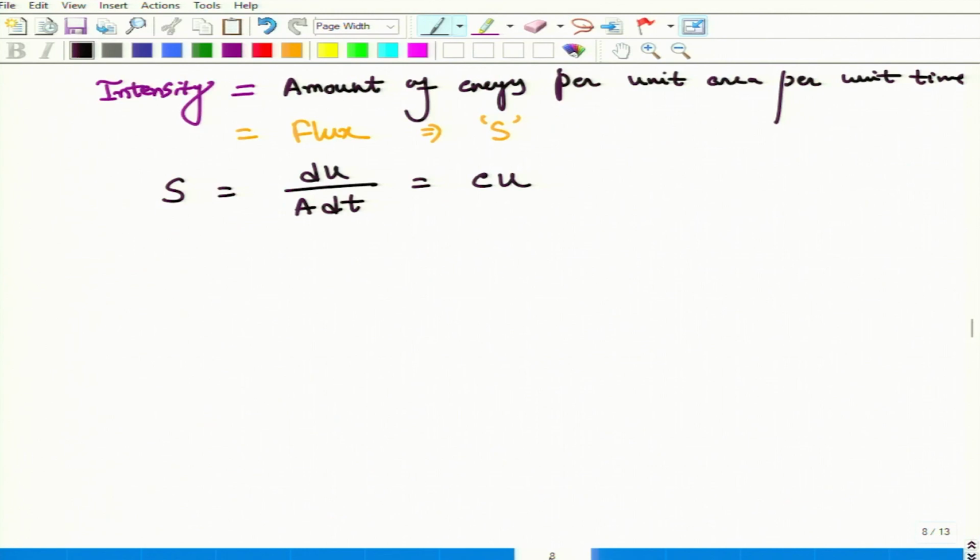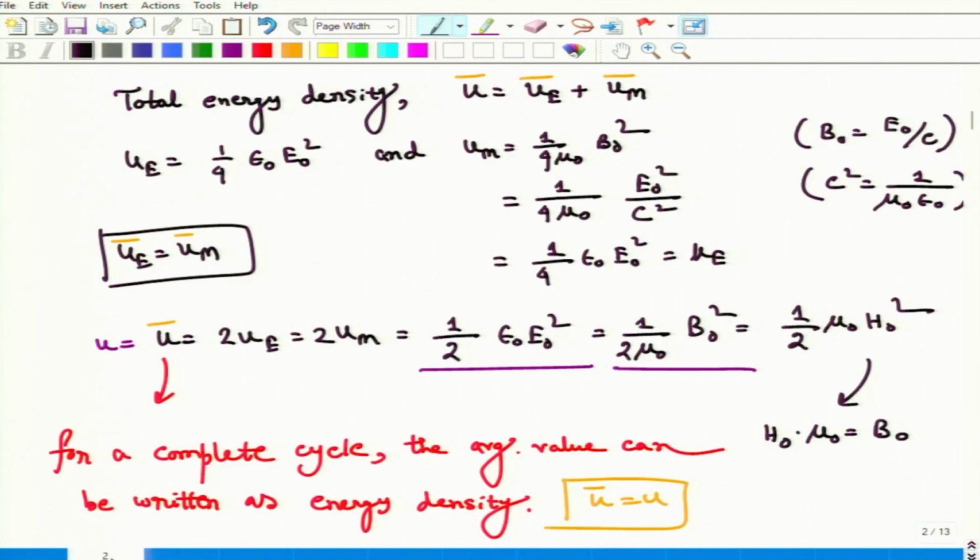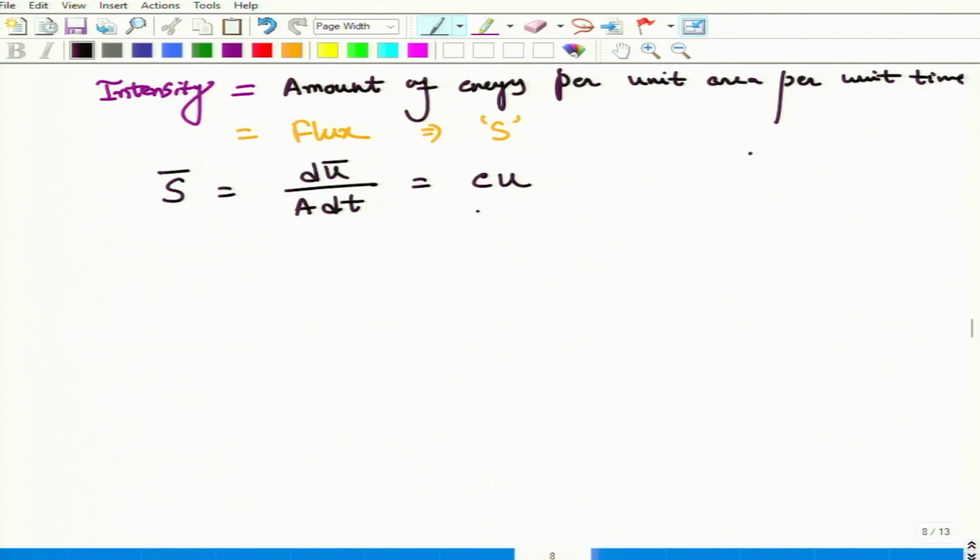So what will be the average? If we consider the average flux, then it will be like this. And we know that, for a complete cycle, we can impose this condition. Under that condition it is consistent, so it is the average value.